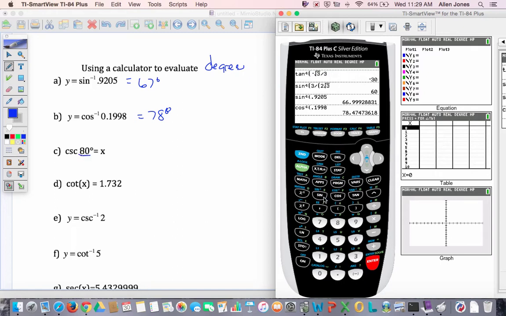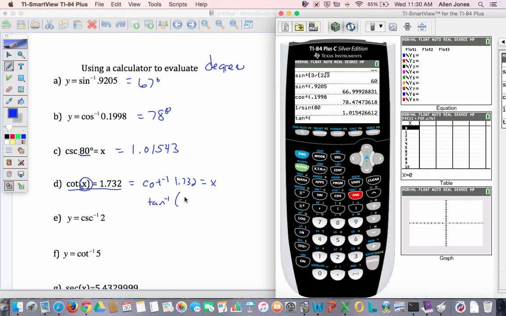Our cosecant of 80. Notice this is an angle, so we type that in as 1 divided by the sine of 80, and that gets us a decimal, 1.1001543. Inverse or cotangent, I'm jumping the gun here, cotangent of x equals 1.732. So right now, x is our angle, which means 1.732 is our ratio, which means this is the same thing as the inverse tangent of 1.732 equals x.